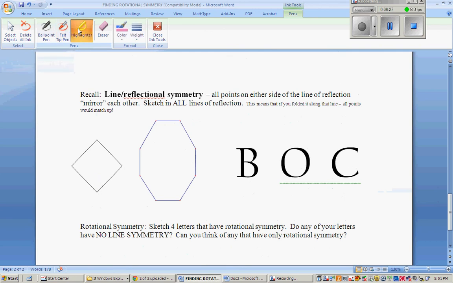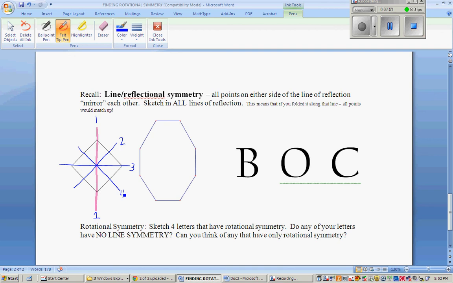So we're going to take this highlighter and we're going to sketch in all the lines of reflection. Normally that would be one. You could fold it that way. We're going to have to change pens for a second. This would also be a way to fold it. You can also fold a paper that's perfectly square right down the middle, or this way. These will all work. So we would have 1, 2, 3, 4 lines of reflection, or 4 lines of symmetry.